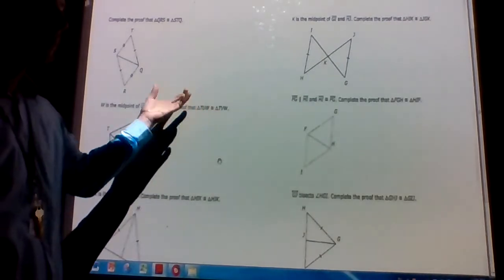All right, this is the practice that had side angle side and side side side on one side, and then angle side angle and angle angle side proofs on the back. So I'm going to zoom in so we can see this better. We'll go through these 12 proofs.